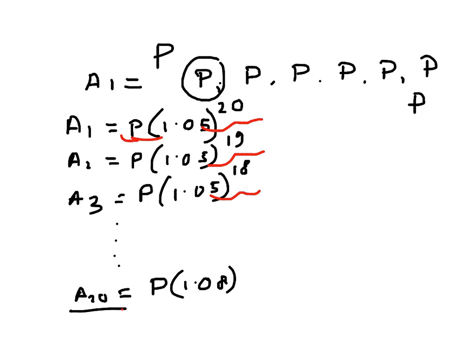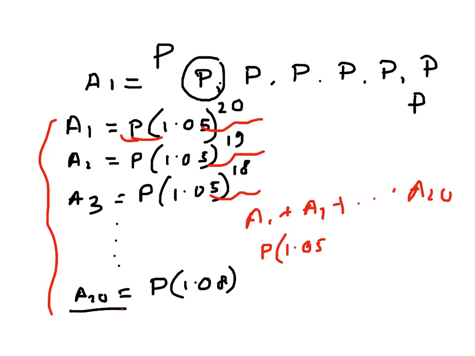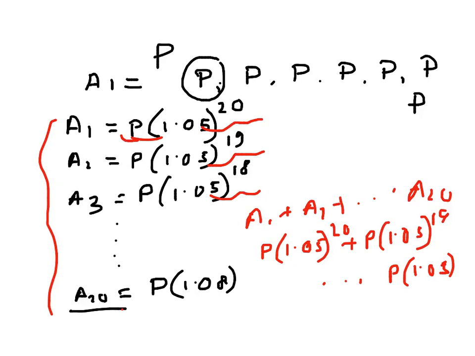So the total amount will be essentially the sum. So A1 plus A2 up to A20, and A1 will be P(1.05)^20 plus P(1.05)^19 up to P(1.05), and then the total amount will be again just the sum. So the total amount, whatever it is, call it A. So basically it's just writing the series properly again.